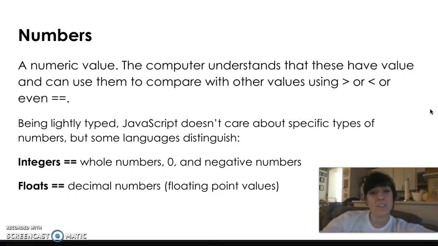And being lightly typed, JavaScript doesn't care about specific types of numbers, but some languages do distinguish. So two big distinguishing numbers that you might see in other languages, or that those of you who have done Python have already seen, are integers, which are all your whole numbers, 0 and negative numbers, and floats, which are decimal numbers. Float refers to a floating point value, the floating point being the decimal, and because these numbers have a different place value, that's why the data can be stored differently. Again, JavaScript abstracts some of that out for you, so you don't need to worry about mixing those two values, but if you ever code in other languages, that might come up.